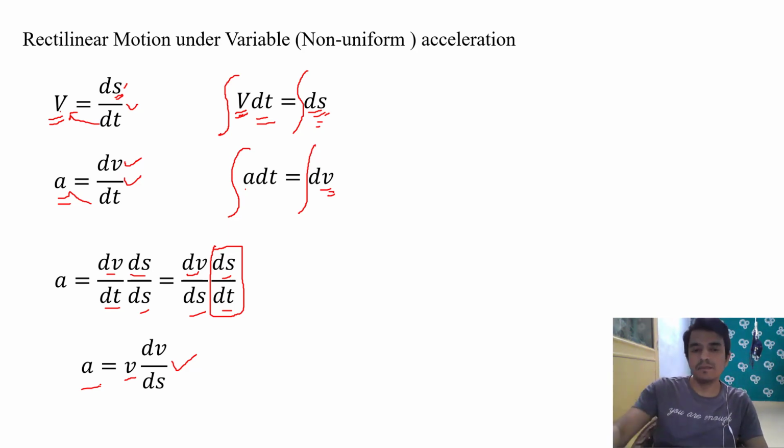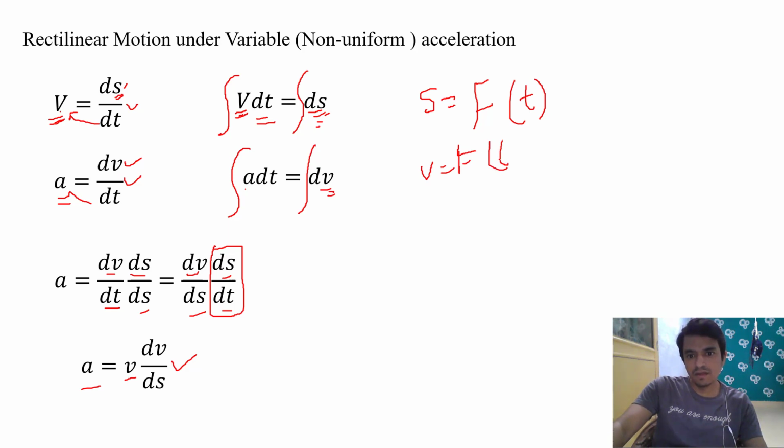Again I am repeating, if the equation for displacement in terms of t is given, so s is a function of t, then by differentiating it, ds by dt, we will get the value of v, and again by differentiating that we will get the value of a. Then if v is given as a function of time, by differentiating it we will get the value of a.